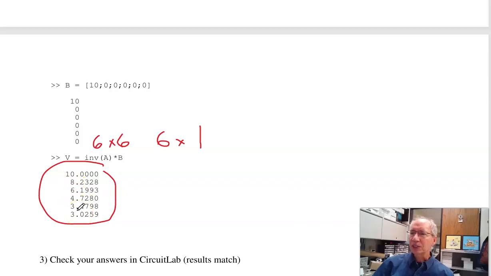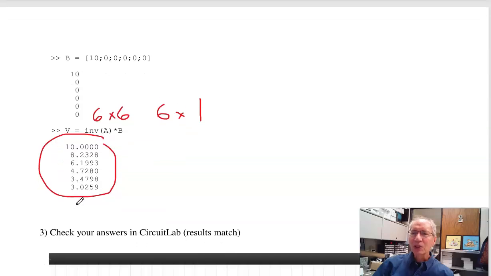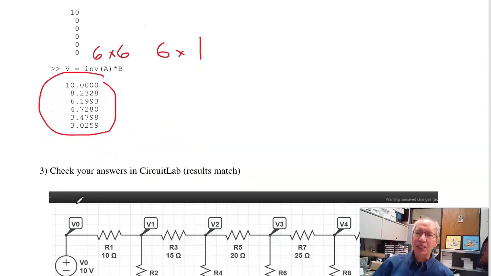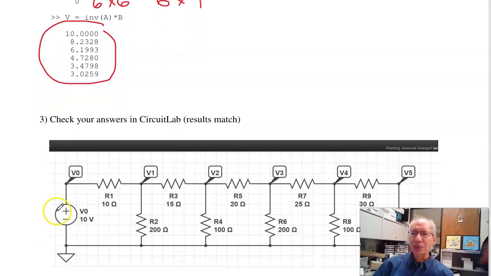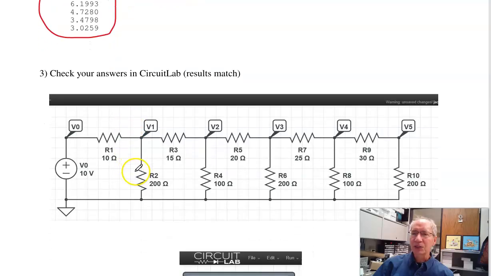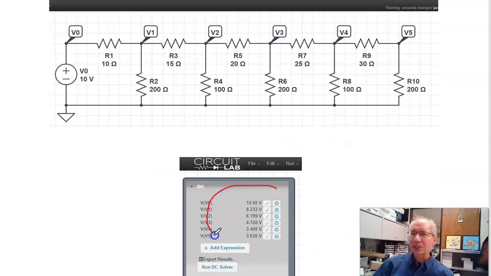To check my answer, you could use Chegg, which is every faculty member's enemy, or just use CircuitLab. You don't need Chegg. CircuitLab is a really friendly program. Just drag and drop, draw the circuit, label the voltage nodes, do a DC solver, and I get exactly the same answer. So again, you don't really need to use Chegg or ChatGPT or anything like that. Throw the circuit in CircuitLab and check your answer.